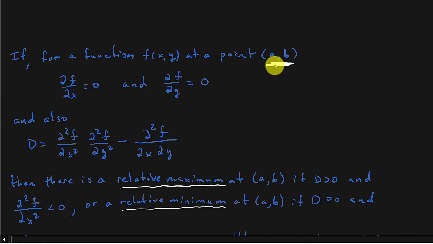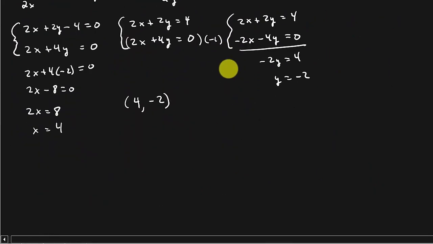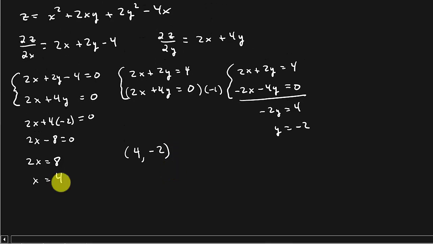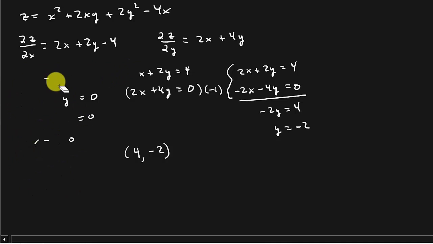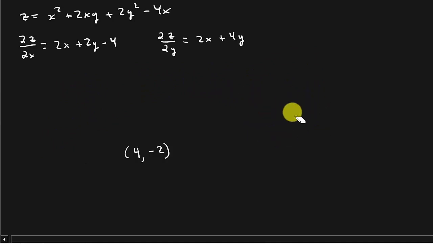That's what I have to test now to see if it's a relative max or relative min, and that's where these second partials come in. I've got to evaluate D. All right, so I'm going to erase all of this stuff so I can come back up here, but hopefully you copied that down. If you didn't, just rewind the video so you can copy it down. So I'm going to put my point over here, 4, negative 2.